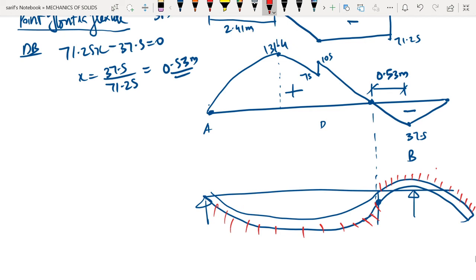So with this we stop our discussions on shear force and bending moment for this particular case. We will see with another example in the next lecture.